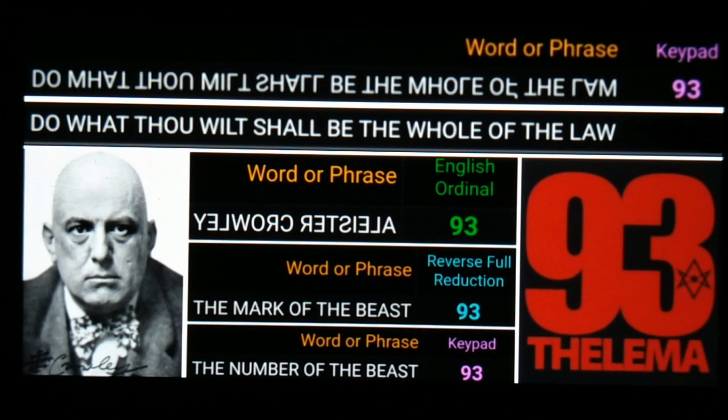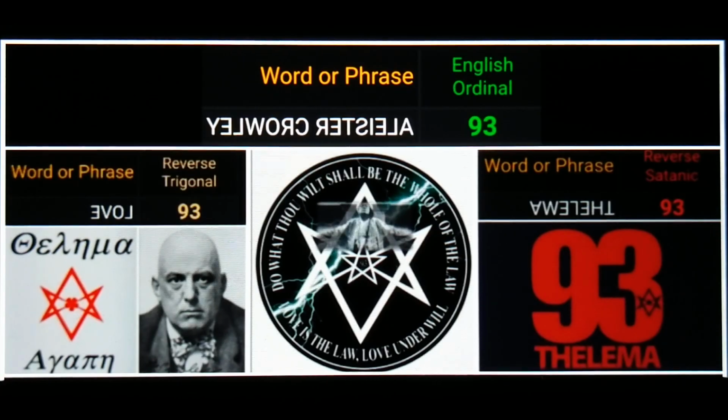So again, I used the website gematrinator.com to get the gematria values, and I went to flipyourtext.com to flip the text. But that was the biggest find, that Aleister Crowley flipped backwards gets a 93.